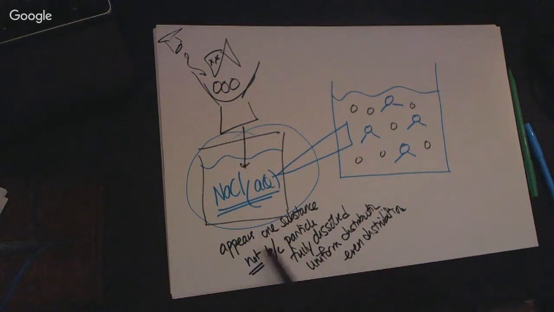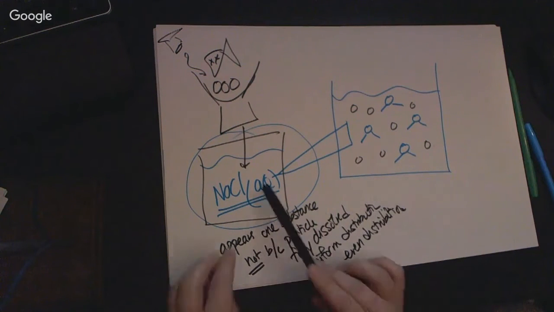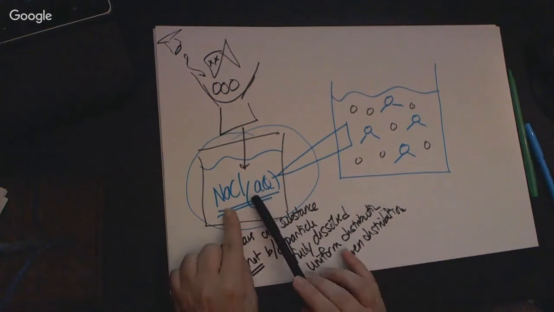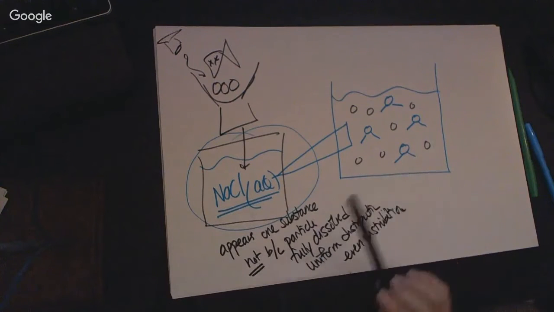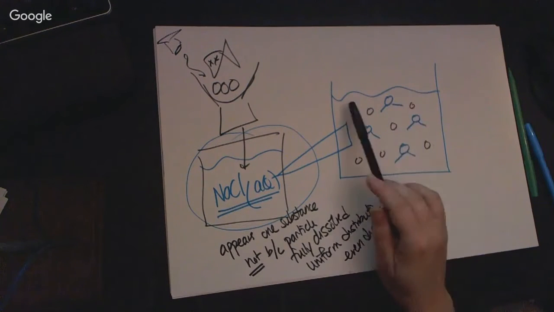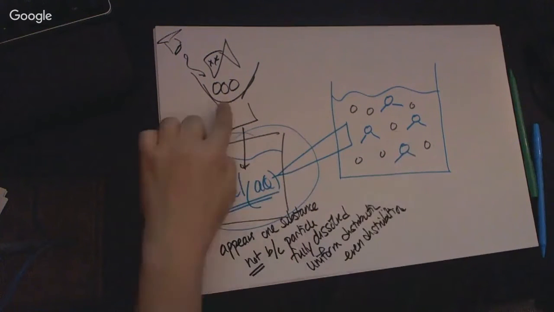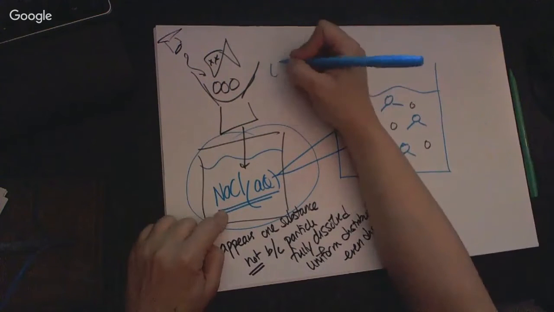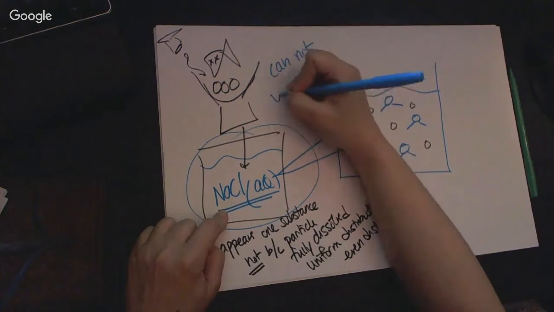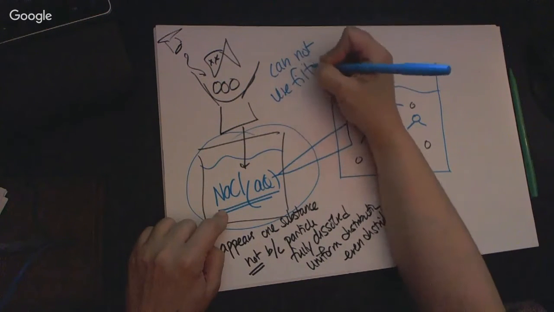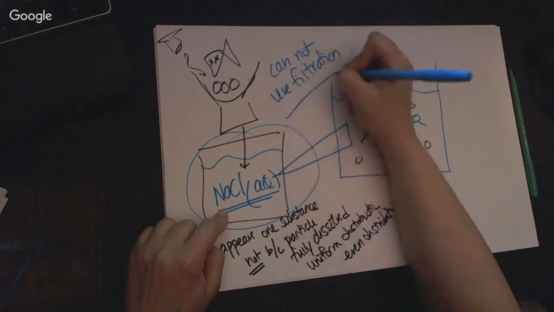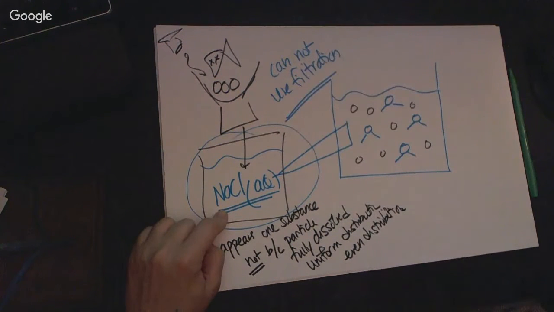Now, in this picture, even though to the naked eye we can't tell them apart, if you were to get all up close and personal, you would see that there's water molecules and you would see that there's also NaCl hanging out in this beaker. Now, we already passed this through the filter, so we know that we cannot use filtration because the particles have been fully dissolved.